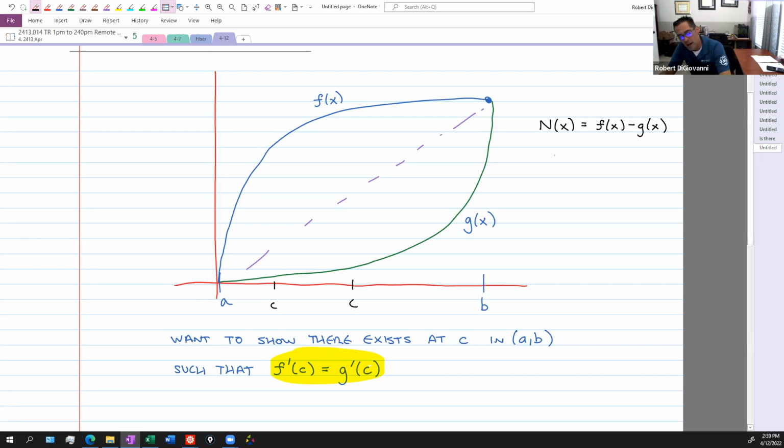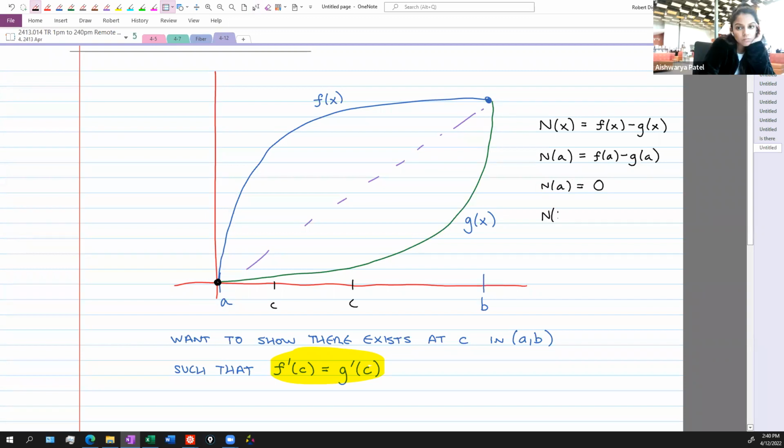After I've defined that, I want you to tell me what's n of a. What would happen if you plug a into both of these functions? f of a minus g of a. What would that be equal to? It's the difference between the two functions at a. Well, they're at the same place, aren't they? There's no difference between their positions in the very beginning. They started tied, didn't they? So the difference between those would be 0.